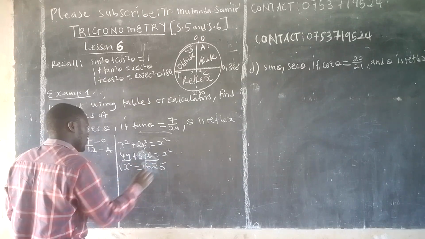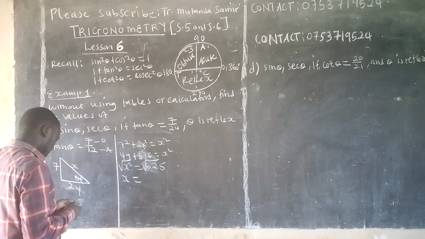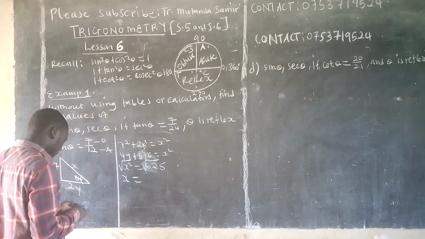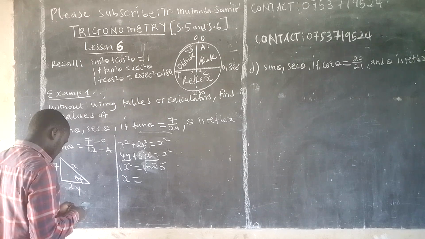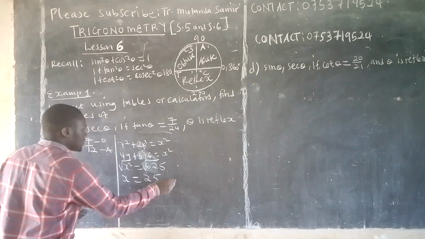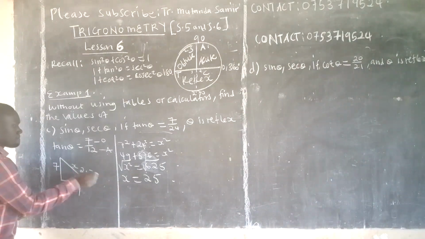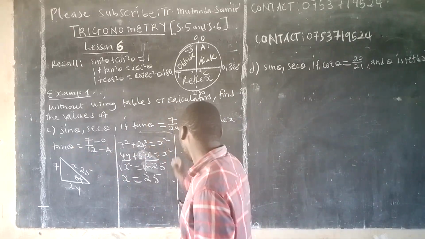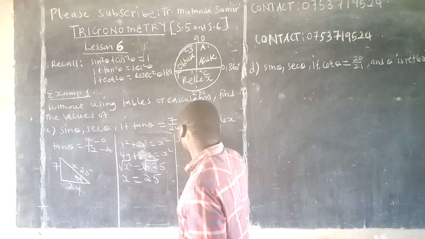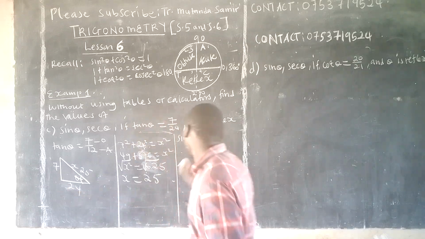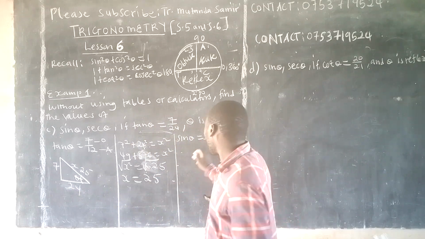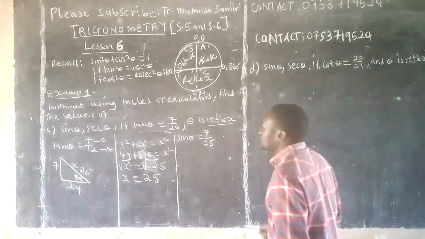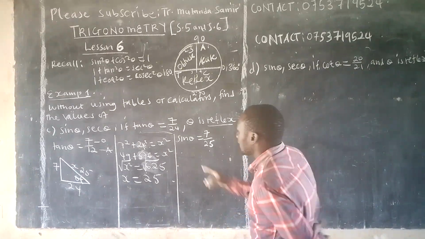Square root on both sides, square root on both sides. So our X will be, all right, the square root of the answer will be 25. X is 25. So our hypotenuse here is 25. So now let's read off the sine theta and sec theta. So sine theta is equal to opposite, here opposite is 7, over hypotenuse, which is 25.